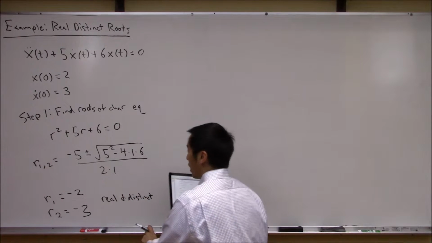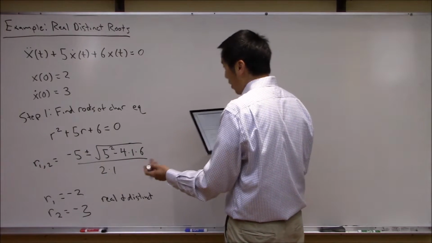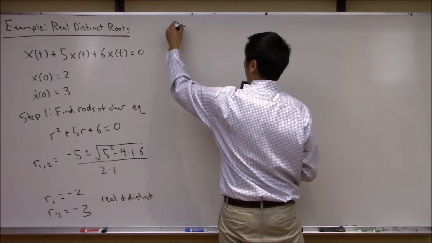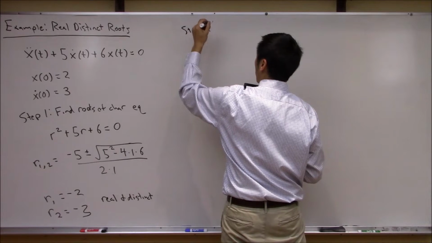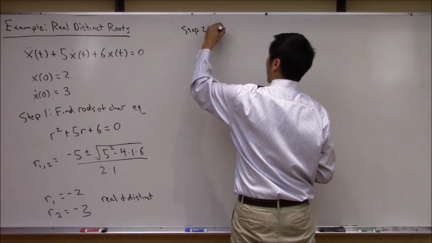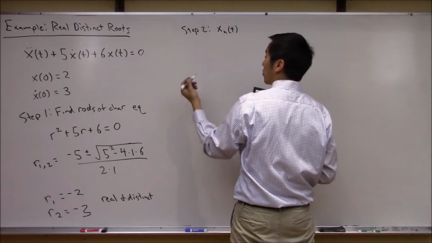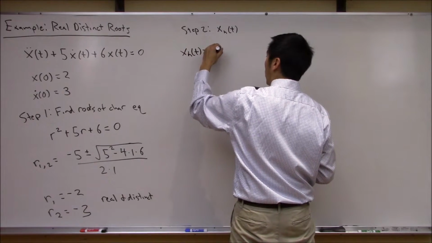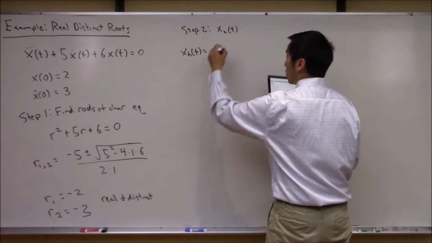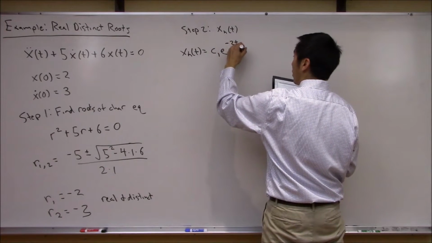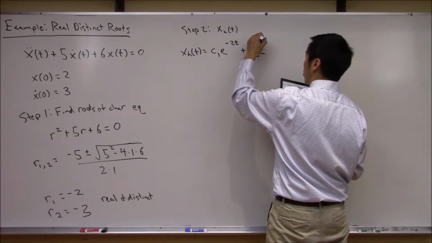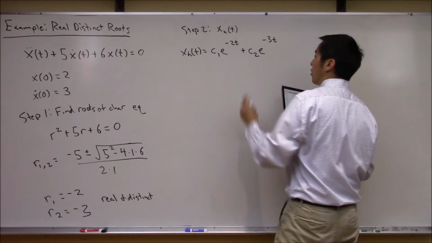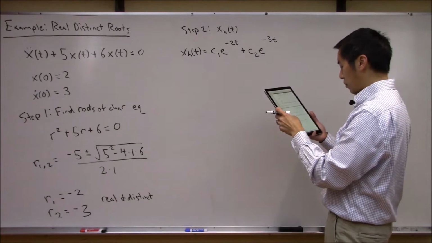There you go. Okay, so in that case, per our discussion earlier, the solution, the x homogeneous of t, the homogeneous solution, is just given by C1 e to the r1, which was negative 2t, plus C2 times e to the r2, which was negative 3t. So here's the solution to this, okay?